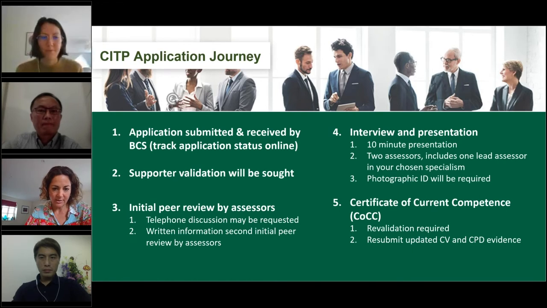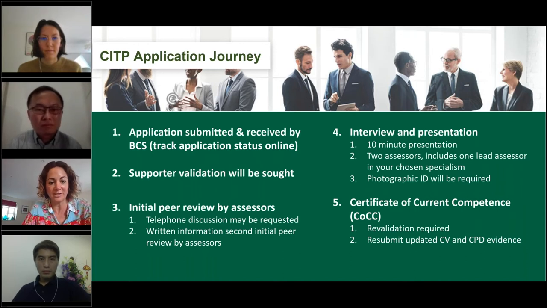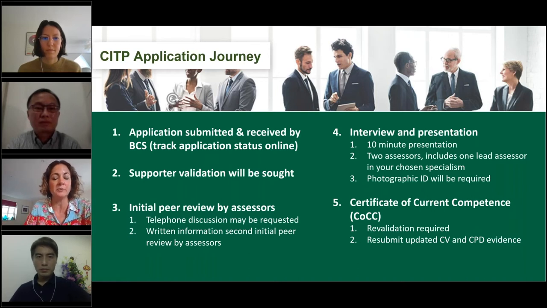Okay. So it's quite a basic process. There's an application that is submitted, and then we receive it online and we can track the application. It will ask you for validation through a supporter, somebody else who knows you professionally, who can evidence your work and confirm that you're working at the level SFIA 5. And then there's an initial peer review. We have a team of assessors who look at all the applications, and they will have an initial discussion. They might ask for a telephone conversation, or they might ask for additional information from one of the supporters, depending on what they find.